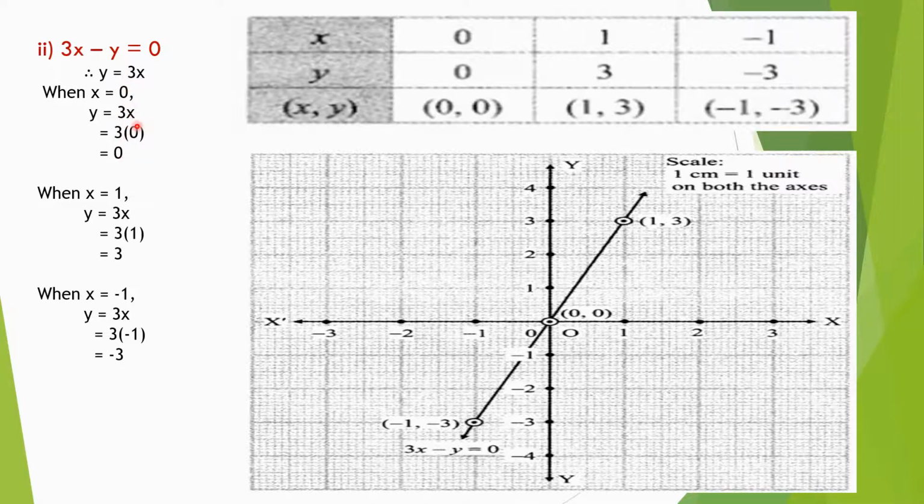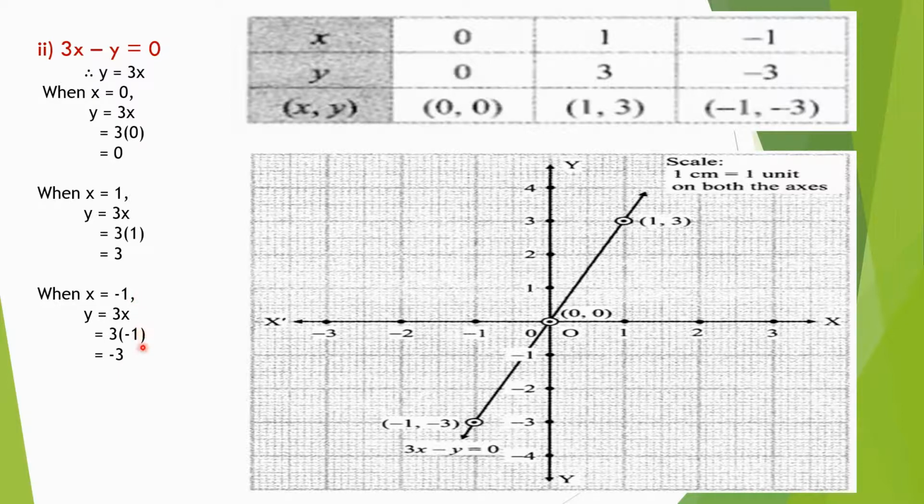Second, when x is equal to 1, y is equal to 3x, which is 3 into 1 is equal to 3. Therefore the second ordered pair is (1, 3). And for the third, x is equal to negative 1. Therefore y is equal to 3 into negative 1, which is negative 3. The third ordered pair is (-1, -3).